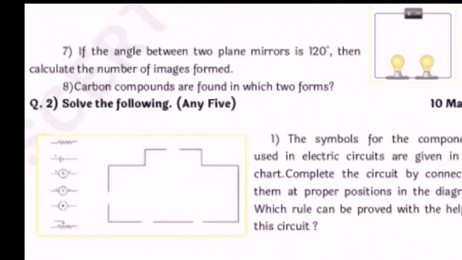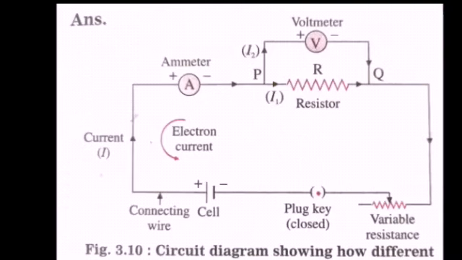Question 2. Solve the following. The first question is, the symbols for the components used in electric circuits are given in the chart. Complete the circuit by connecting them at proper positions in the diagram. And also tell which rule can be proved with the help of this circuit. Friends, from this diagram, you can put the voltmeter, ammeter, resistor, cell, plug key, variable resistance at their proper places.